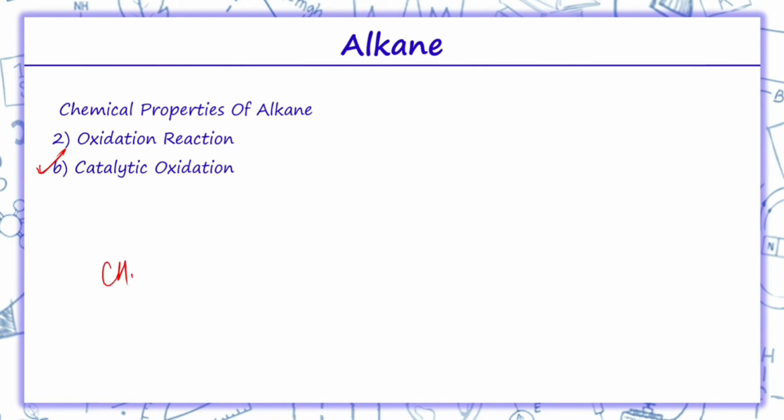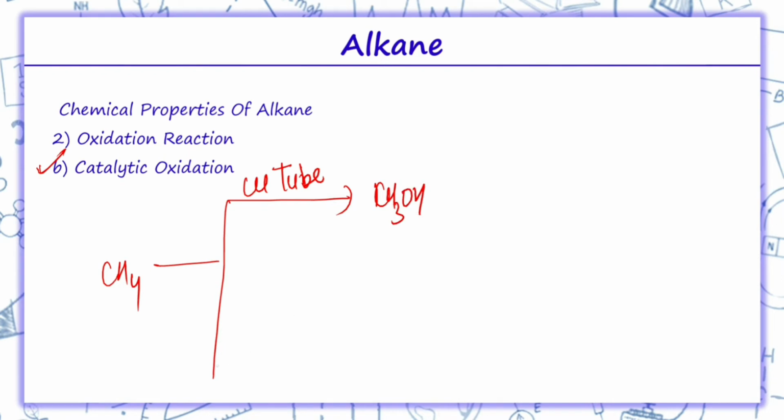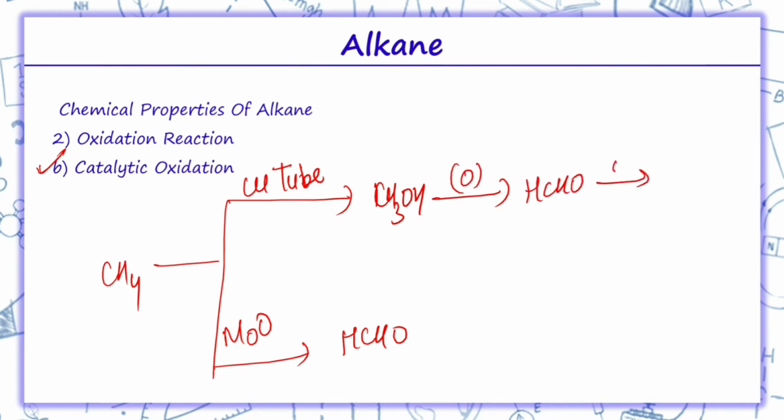In oxidation, we have another type, that is catalytic oxidation. In catalytic oxidation, we are taking methane, that is an alkane, and if we take the catalyst as copper tube, we get alcohol, that is CH3OH. But if we take molybdenum oxide, here we will get aldehyde, which is a 1 carbon aldehyde. Now, alcohol on further oxidation gives aldehyde, and aldehyde on further oxidation gives acid in the presence of K2Cr2O7.